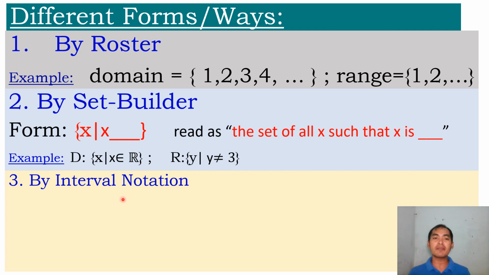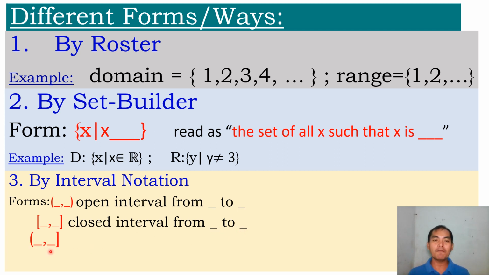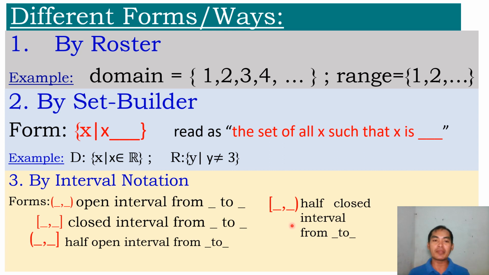Another is by interval notation. Using the interval notation, we have the open interval from smallest number to the largest number. We have the closed interval from yung pinaka-left na number and pinaka-right na number. Then half open interval, or half closed interval. Take note, ang nasa left side ay pinakamaliit na number at ang nasa right side ay pinakamalaking number.